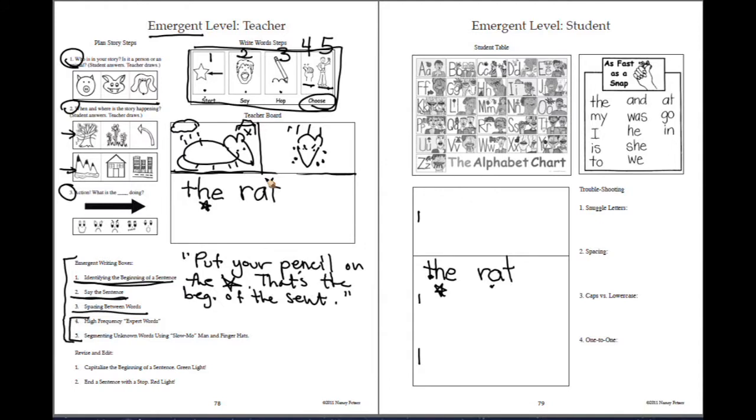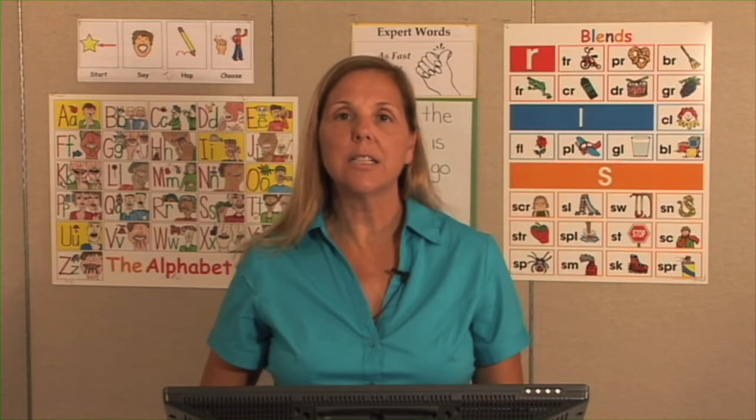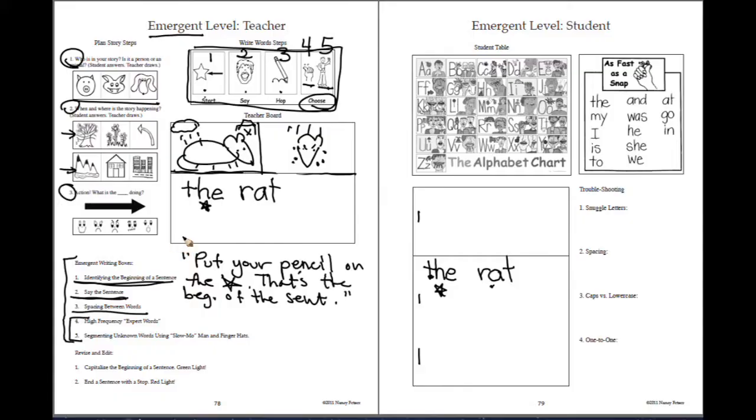Boys and girls, put your pencil on the star. That's the beginning of the sentence. So they would put their pencil on the star, and I would put it on mine. Now say the sentence. The rat got wet. Now we hop. Watch me, and I'll model it first. The rat got. Oh, got's not there.